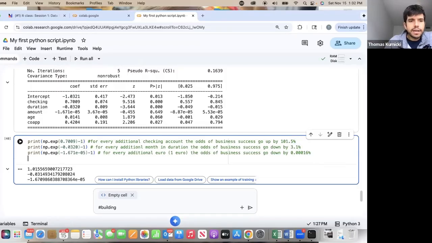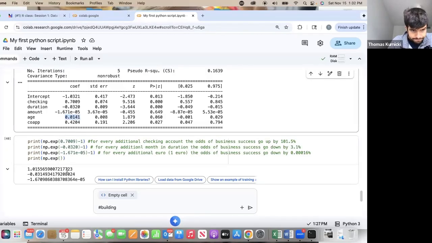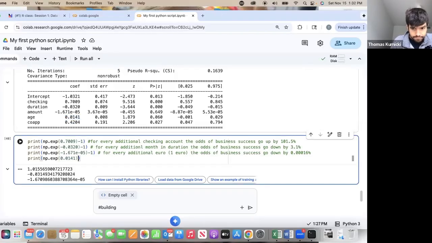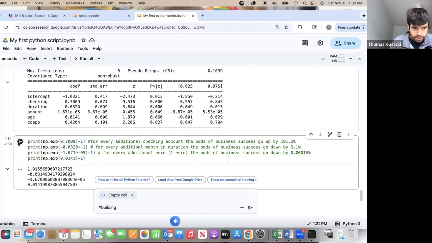Okay, folks, because everybody wants to take a break, why don't we also analyze the age? Last two examples. Print np.exp. The age in my case is 0.0141 minus 1. Who wants to analyze age? Here is your variable in age. Raise your hand. Rostislav, you want to give it a second shot? Because you're brave. I like you being brave. You want to give it a second shot?